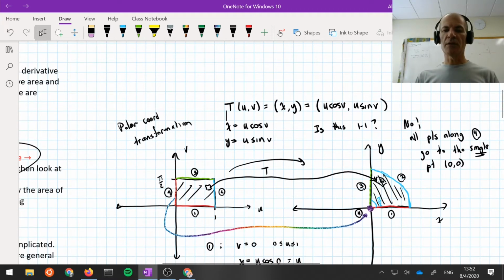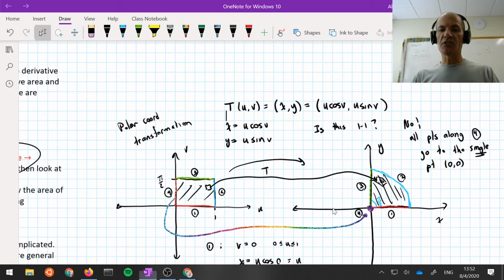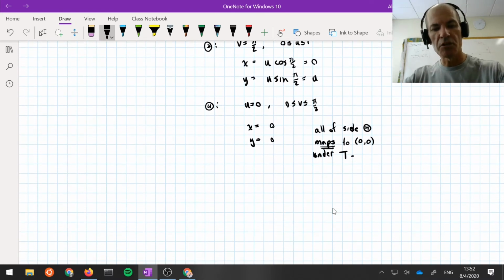x is a function of u and v, y is a function of u and v. So I can take the partial of x with respect to u, with respect to v, y with respect to u, y with respect to v. Those are all things that I can do. And if I mix them together in just this way that comes from the cross product identity, I get the Jacobian, and this turns out to be exactly the right number to include in your integral when you're changing variables. Just to see that, let's take this polar coordinate transformation and let's compute the Jacobian.